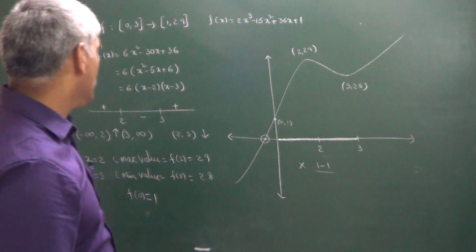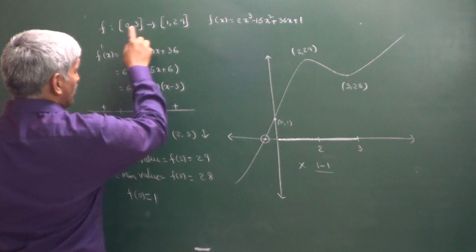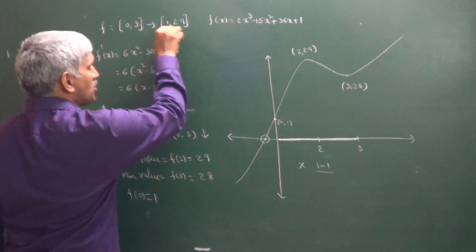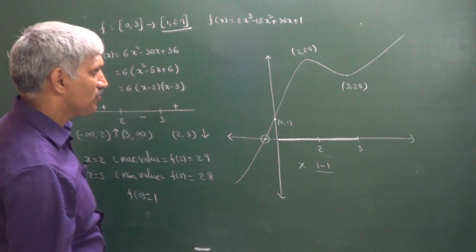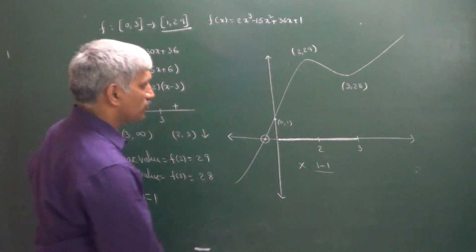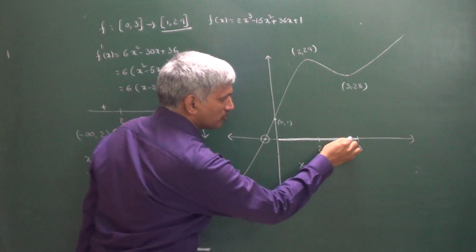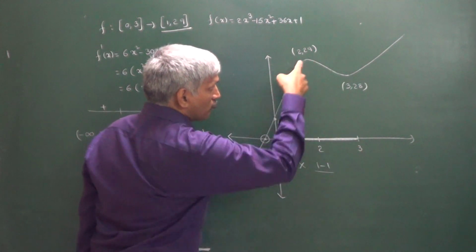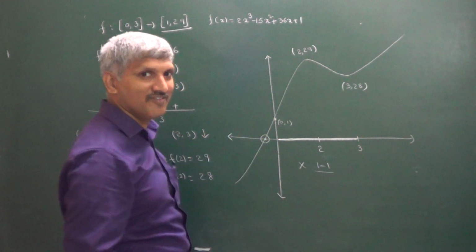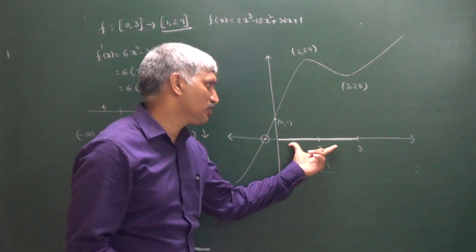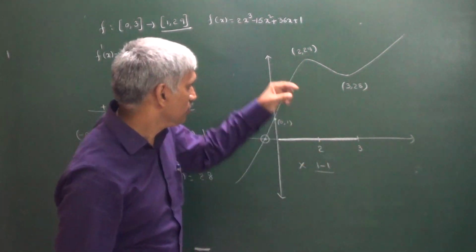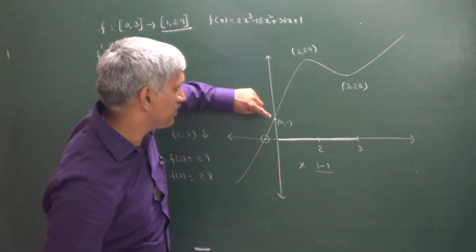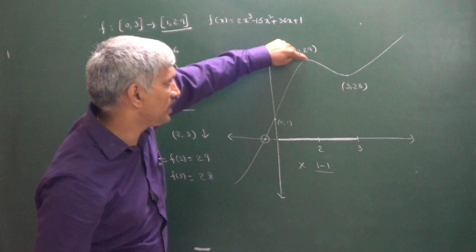But now he is talking about whether, between 0 to 3, it is taking all the values or not. Yes, you can check. Between 0 to 3, from 1 to 29, yes, it is taking all the values. In the interval 0 to 3 you can check, in the range 1 to 29, the minimum value is 1 and the maximum value is 29.